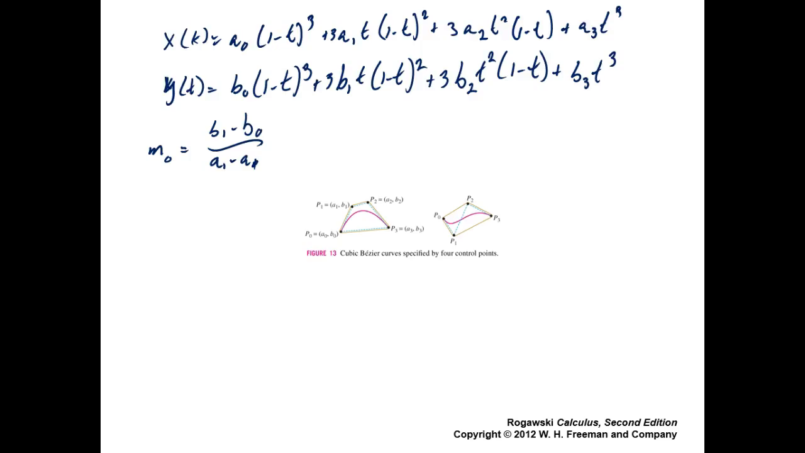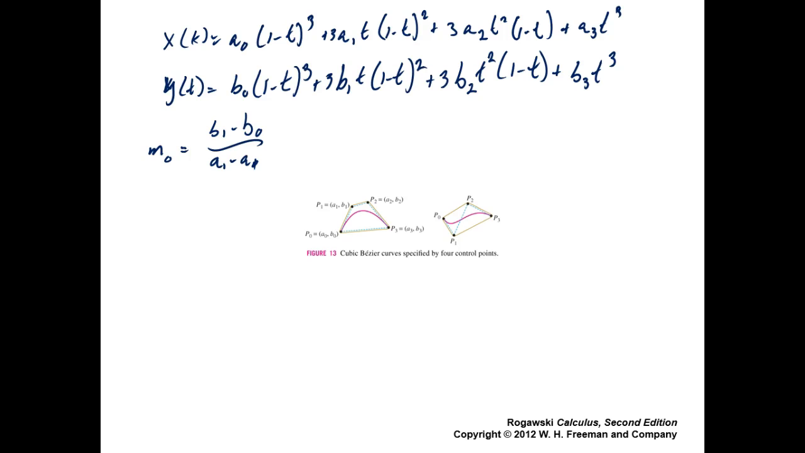Okay, let me go back a slide or two, or three. There we go. The dy dx, that's going to be your slope, is dy dt over dx dt, or y prime of t over x prime of t. Okay? Remember that? Theorem 2.